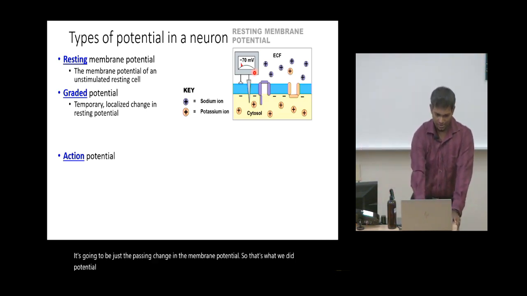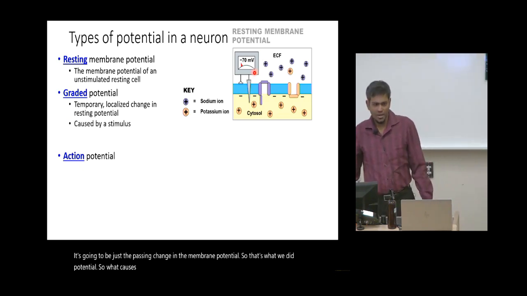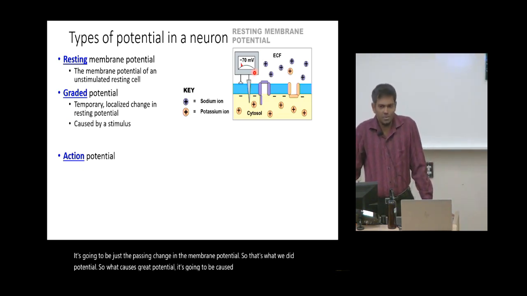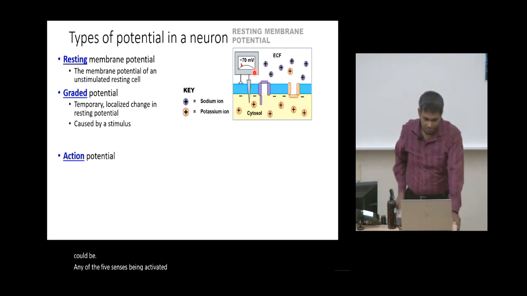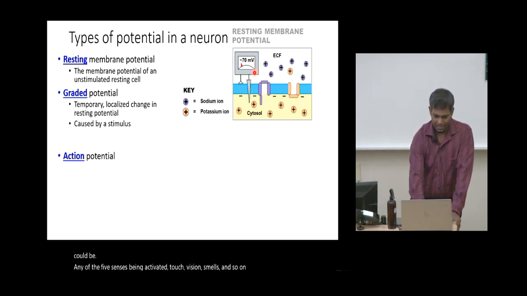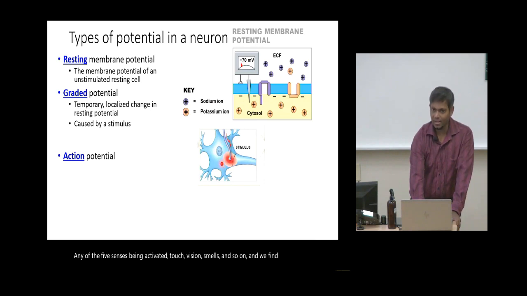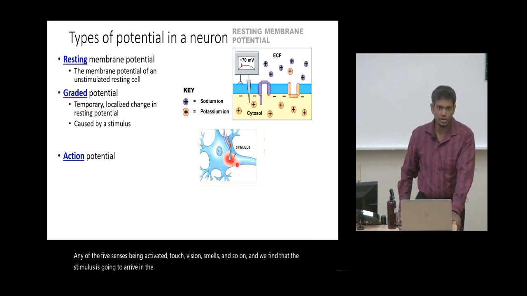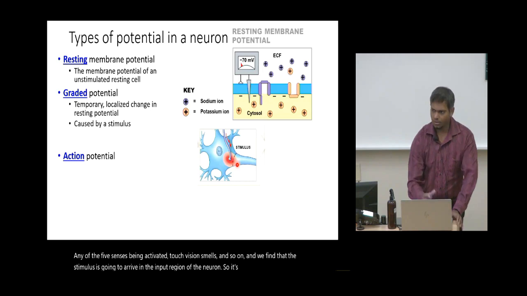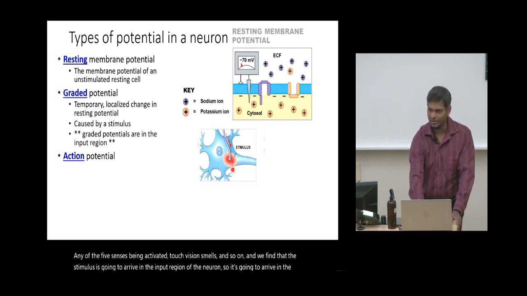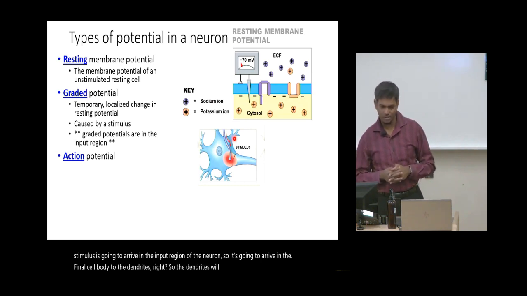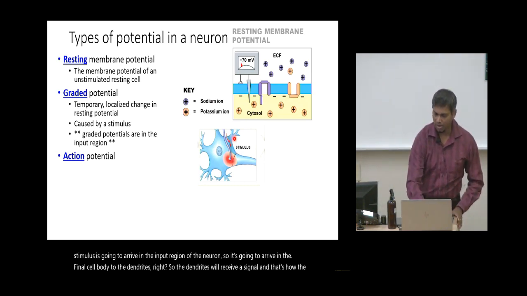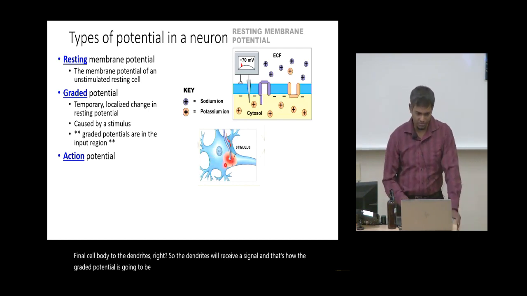So what causes a graded potential? It's going to be caused by a stimulus, and the stimulus could be any of the five senses being activated: touch, vision, smell, and so on. And we find that the stimulus is going to arrive in the input region of the neuron. So it's going to arrive in the neuronal cell body through the dendrites, right? The dendrites will receive a signal, and that's how the graded potential is going to reach the neuron in the input region.